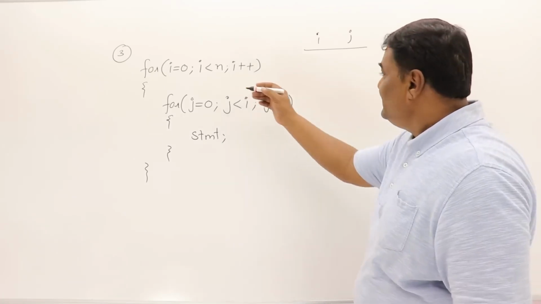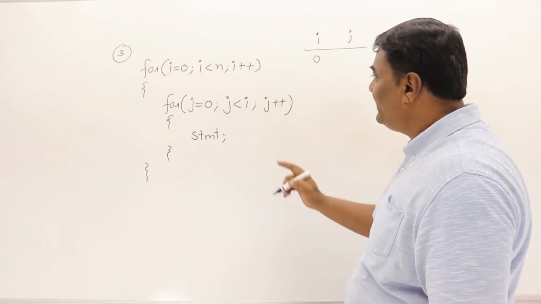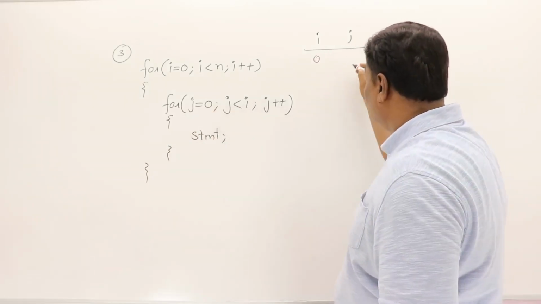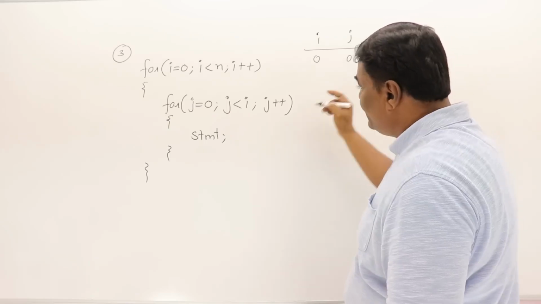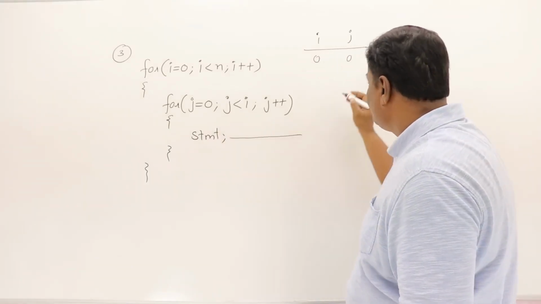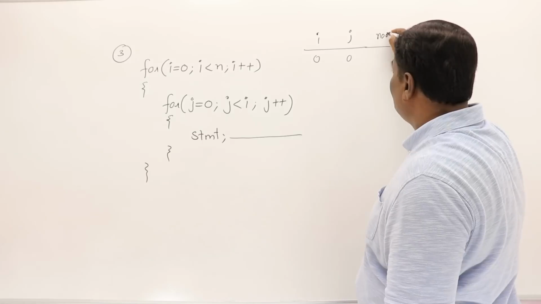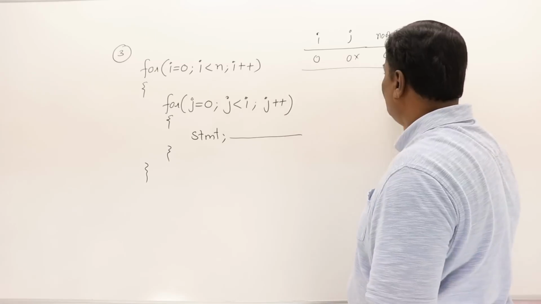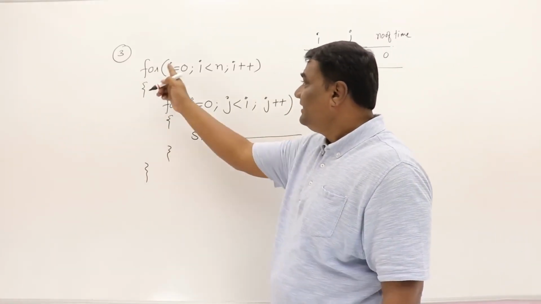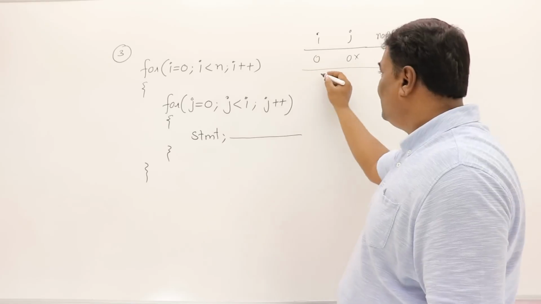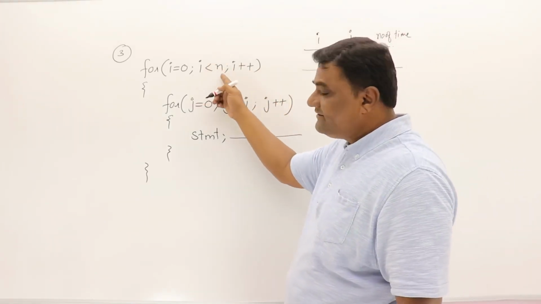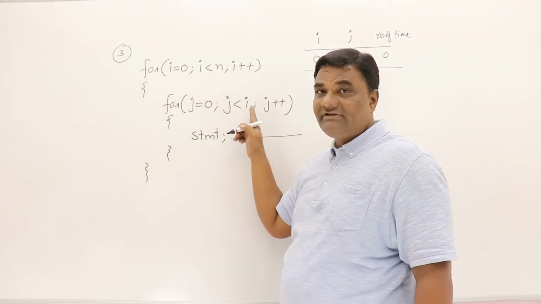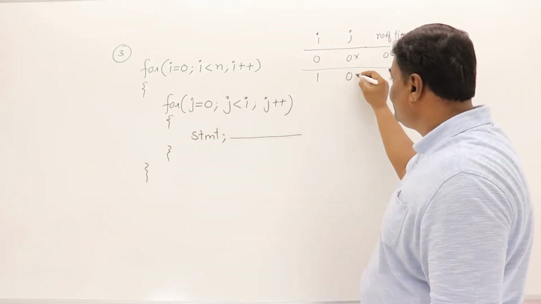Let us start. Initially i is 0. When i is 0, j starts from 0, and 0 less than 0? No, so it will not execute for any number of times. Here I have to find out how many times this statement is executed. So it will not execute at all, 0 times. Then this loop ends. Again, i plus plus. i becomes 1. i is less than n, suppose. It enters inside. Then again this loop, j is 0. 0 is less than i? Yes, for 0 it will execute.